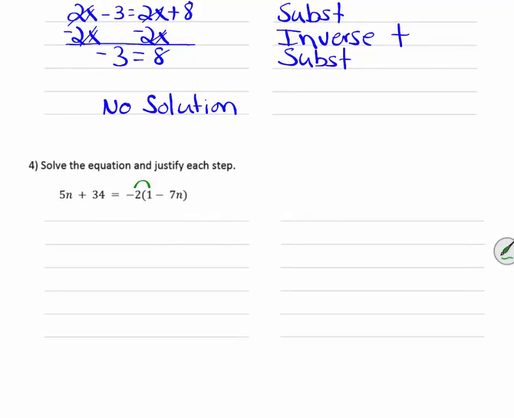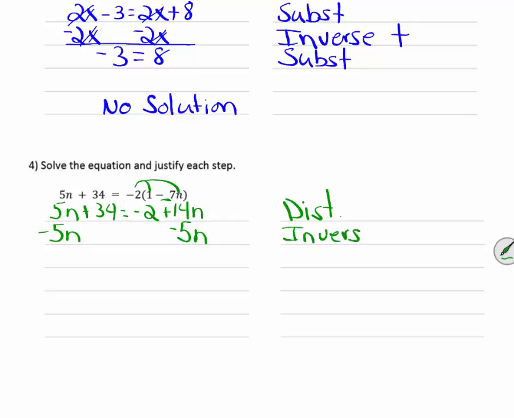So I see parentheses, I have to distribute first. So 5n plus 34, negative 2 times 1 is negative 2, negative 2 times negative 7 is positive 14n. Distribute. Okay. I'm going to collect my variables. I'm going to move my 5n because it's smaller. So that's going to always be an inverse for addition. Inverse is always followed by substitution because I did the math. 14n minus 5n is 9n.